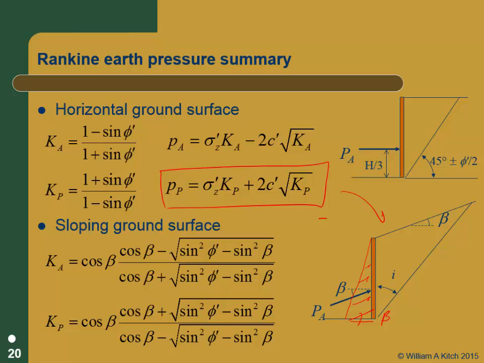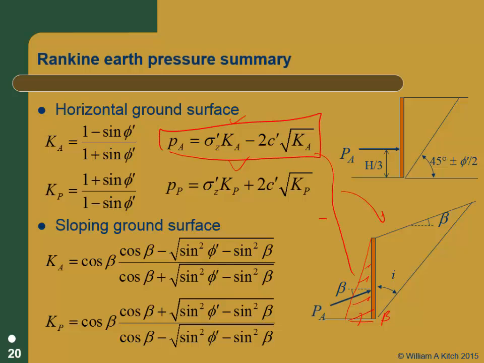This is still Ka, the way we use it. I'm sorry, Kp or Ka. I did that one backwards. Let me be careful about that. I did the wrong equation. Did active here.